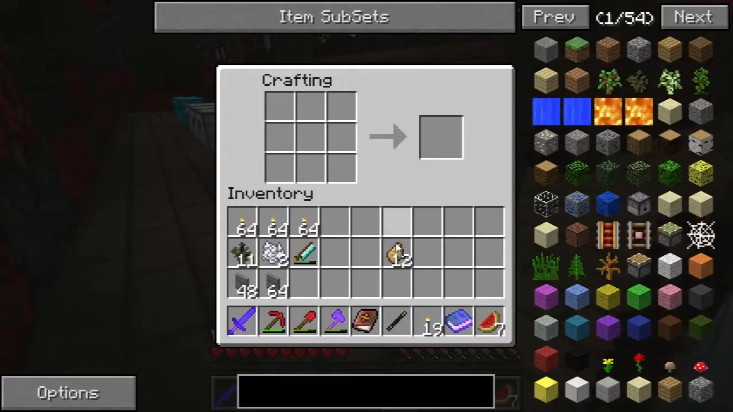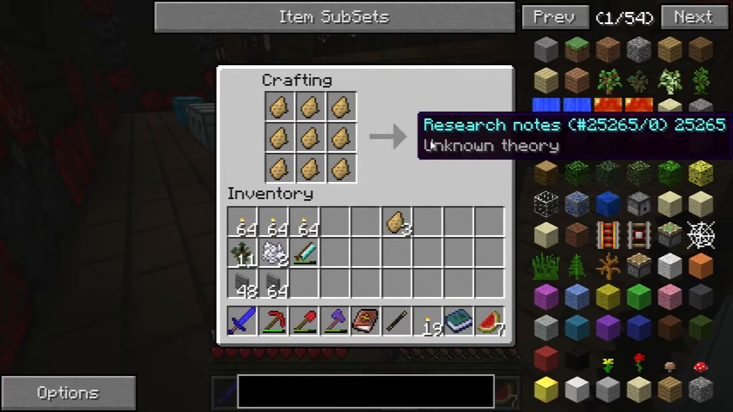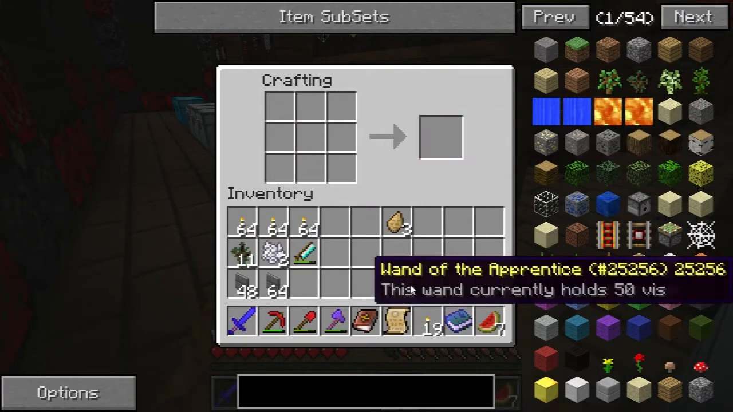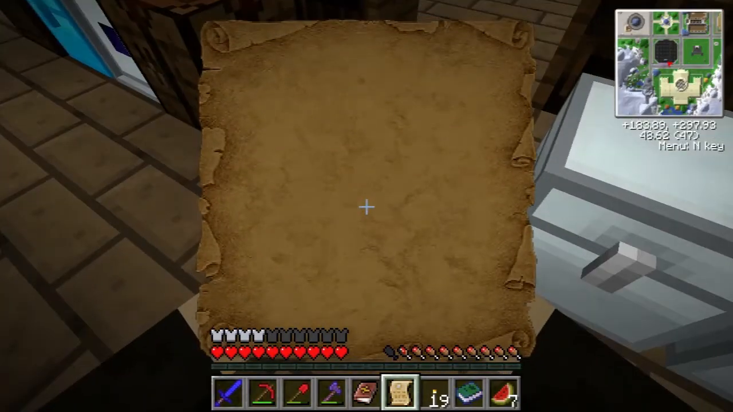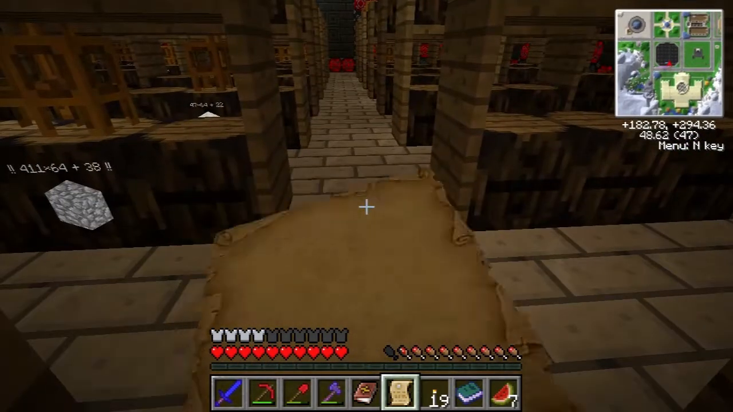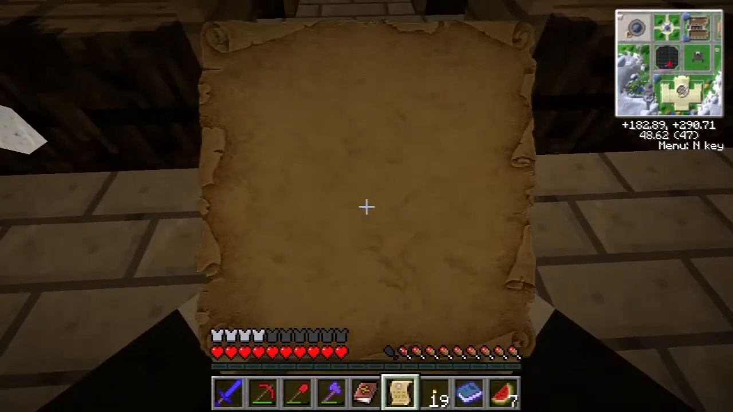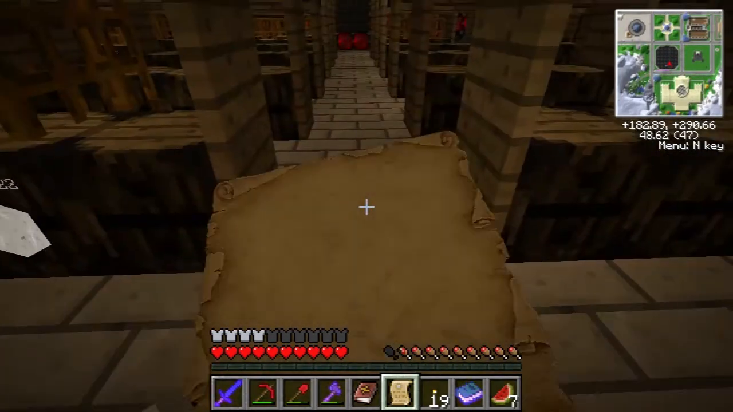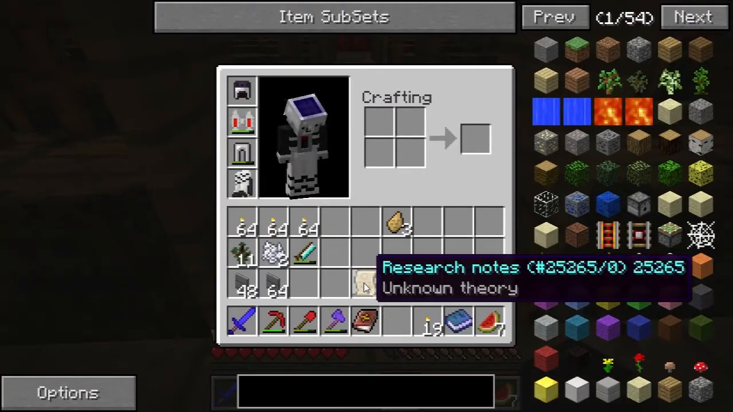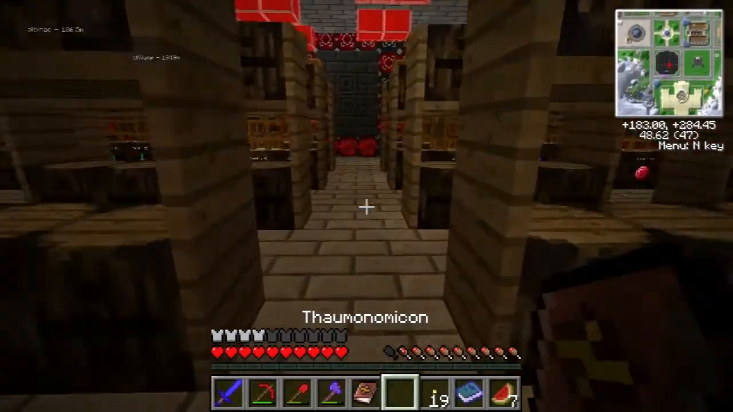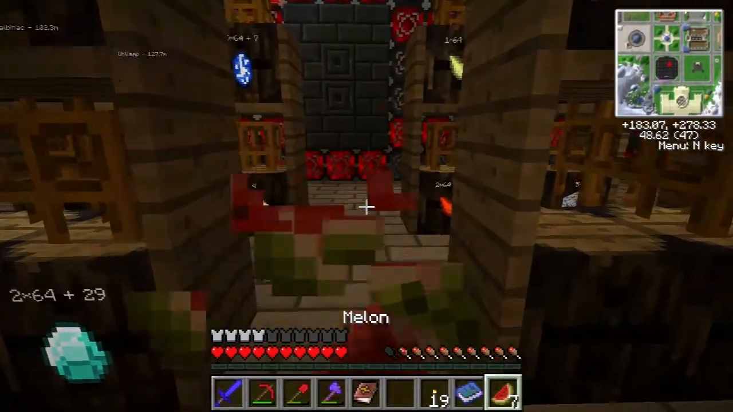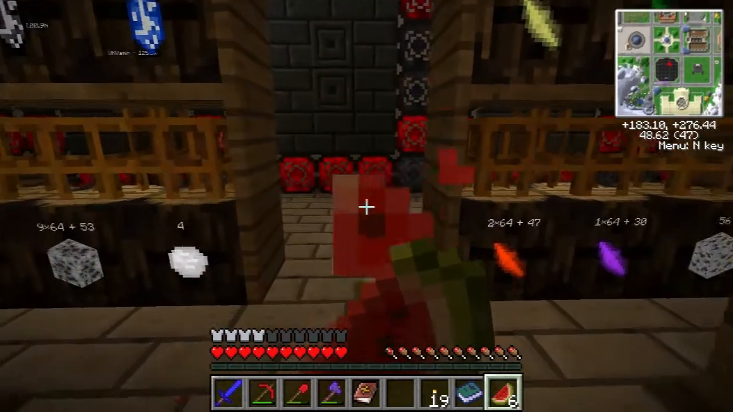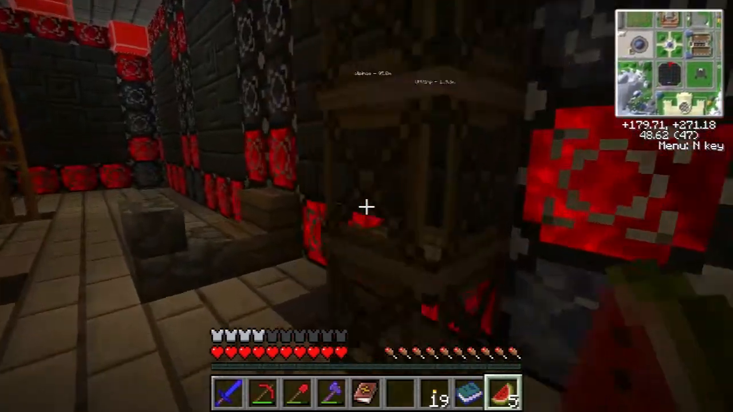Now, you can craft knowledge fragments into research notes, unknown theory. So I'm not exactly sure what this does. Apparently nothing. I don't know, we'll have to see. Maybe I have to make a research table or something before I can use that. So, we shall go down to the level and start Thaumcraft.